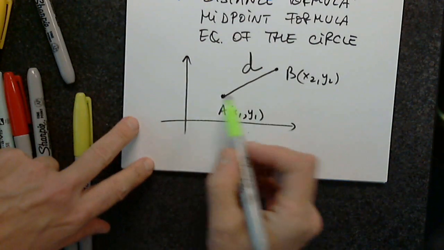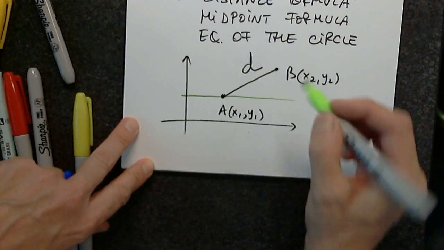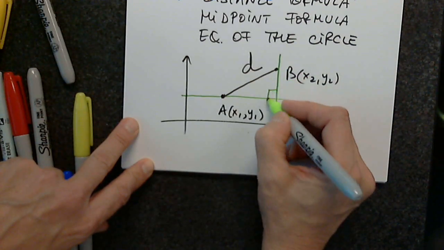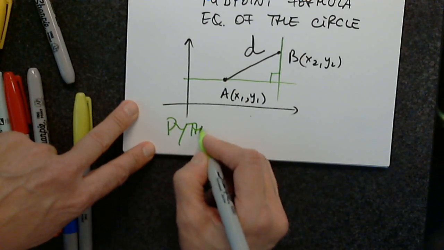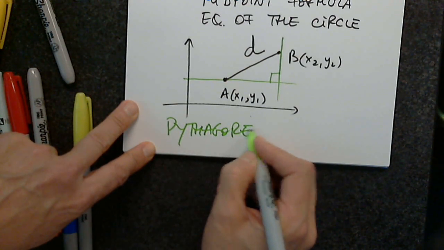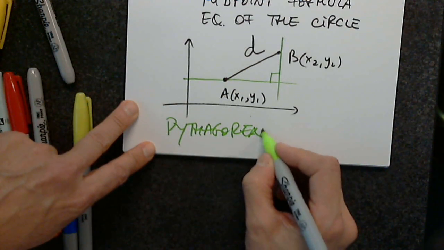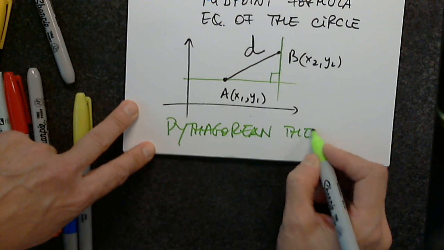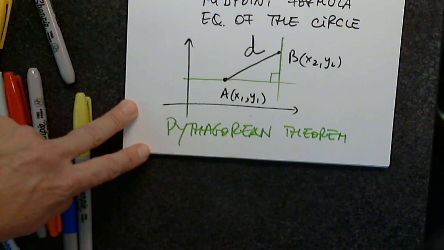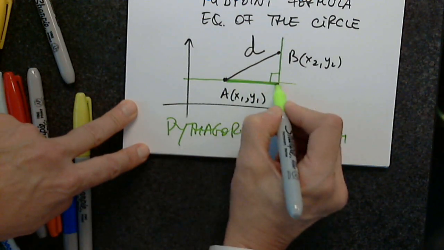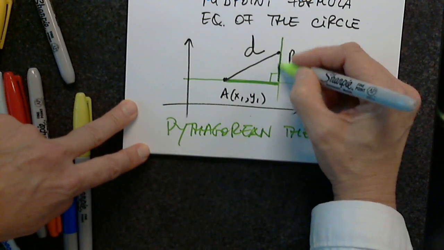Okay. I would like to form a right triangle, and I would like to use the Pythagorean Theorem. But of course I need to determine this length, and I need to determine this length.